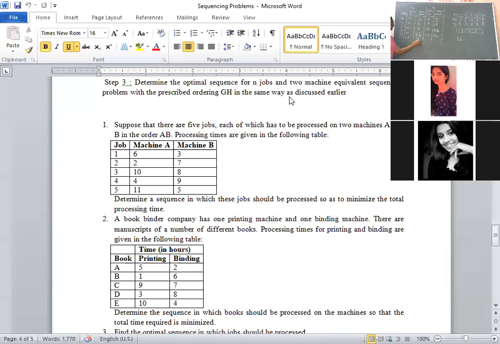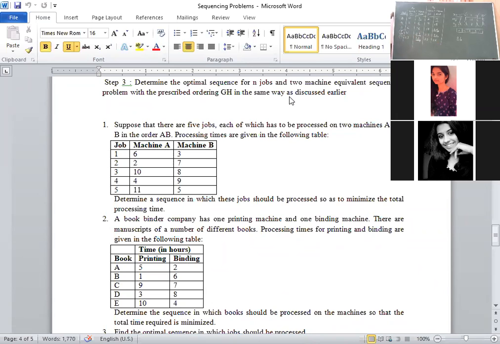Job 1, machine A will take how many hours? 33 hours. After completion of the fifth job, immediately it will take the first job on machine B. But on machine A, how many hours is it performing? 33 hours. After completion on machine A, only then will the work enter into machine B. That means here I have to take 33. Job 1 on machine B will take how many hours? 3 hours. 33 plus 3 is 36.